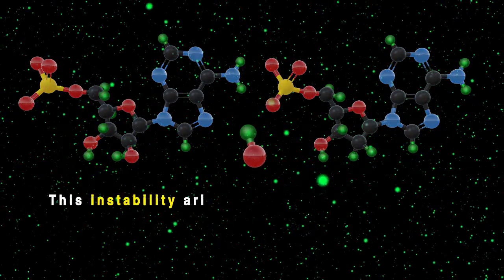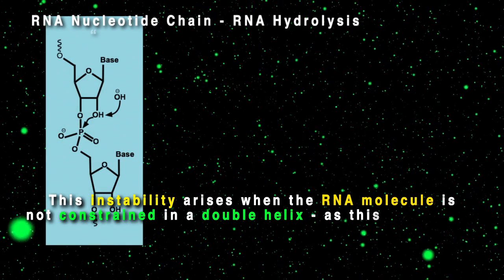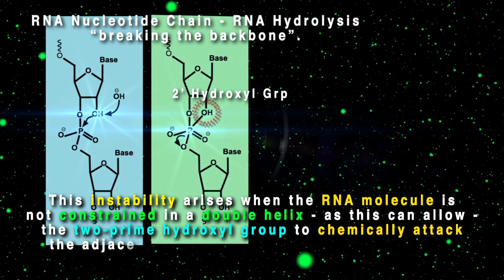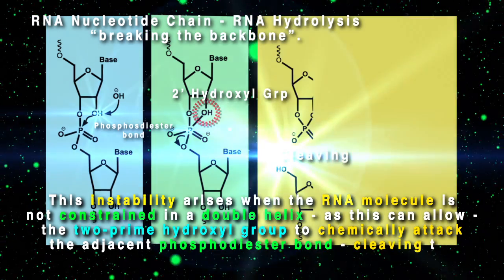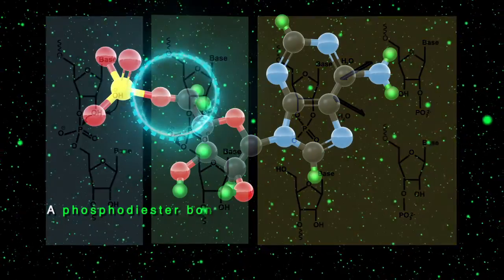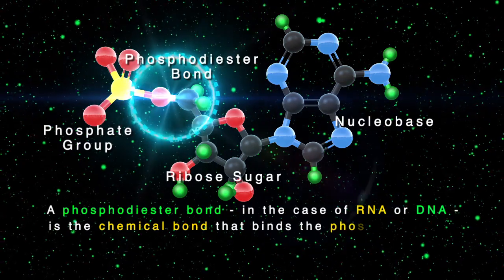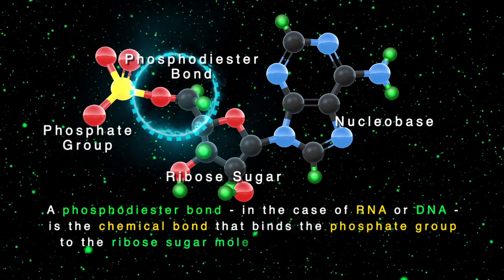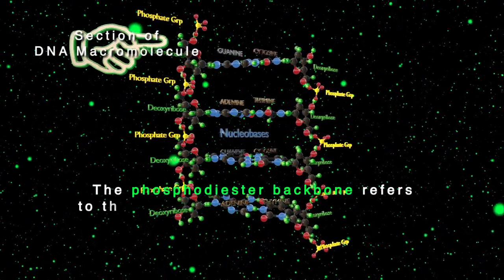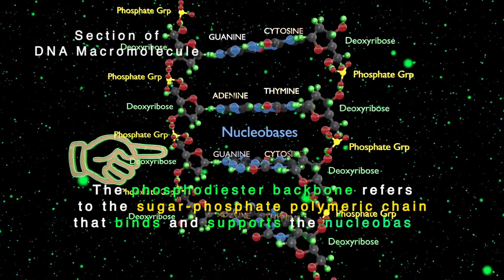This instability arises when the RNA molecule is not constrained in a double helix, as this can allow the 2' hydroxyl group to chemically attack the adjacent phosphodiester bond, cleaving the phosphodiester backbone of the RNA molecule. A phosphodiester bond, in the case of RNA or DNA, is the chemical bond that binds the phosphate group to the ribose sugar molecules of the nucleosides. The phosphodiester backbone refers to the sugar phosphate polymeric chain that binds and supports the nucleobases in the RNA and DNA macromolecule.